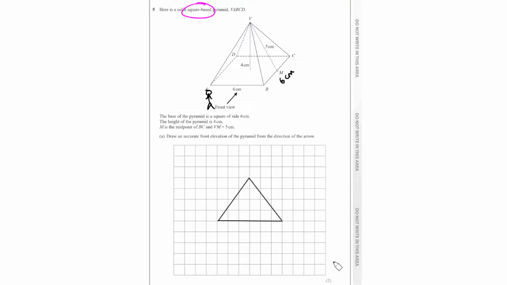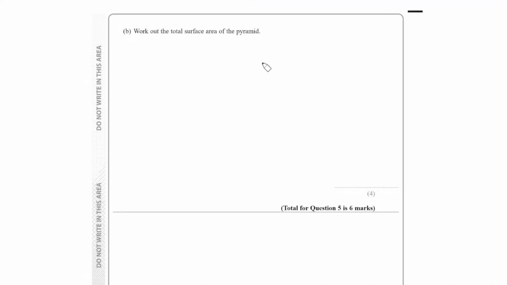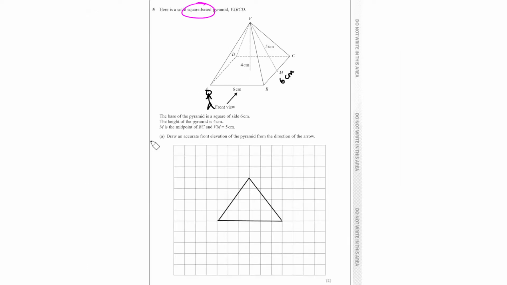Okay, so that's 2 marks. I don't know if you can see that, but it's 2 marks for that part. Front elevation is kind of annoying because you have to really try and figure it out. Part B though: work out the total surface area of the pyramid. They don't give you the formula for that because it's just different triangles and squares added together, isn't it? So 4 marks, but let's do it in this page so we can actually see it.